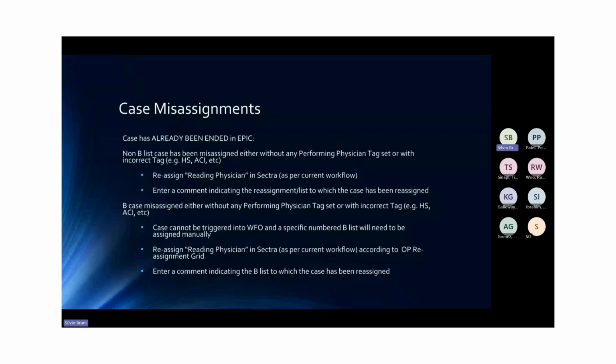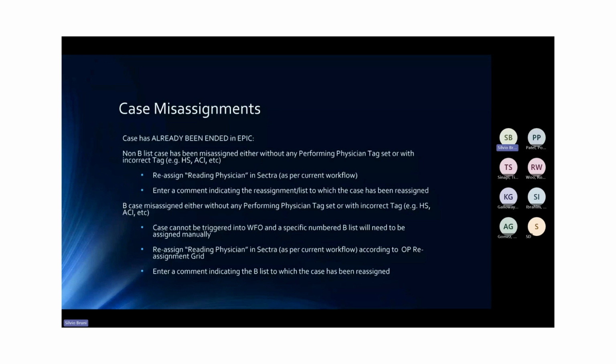And this will operate similar to what we currently do in present day workflow. So if it's a non-B list that has been misassigned, say a head and spine case, or a high-res lung has been set to the wrong designation or to no designation at all, for those cases, pretty much same as what we currently do in Sectra. You reassign the reading physician designation. So this is different from the performing physician, but the reading physician designation that you currently reassign, you do the exact same thing. Put in a comment in Sectra indicating that the reassignment has been performed, and that's it.